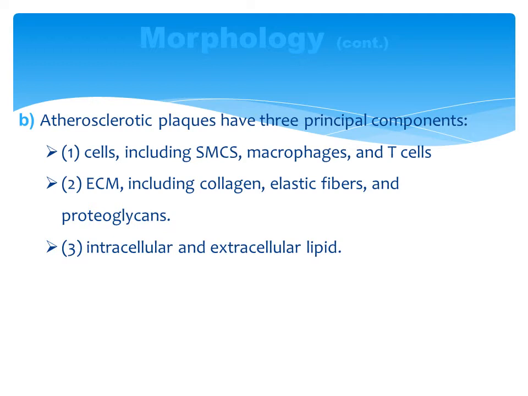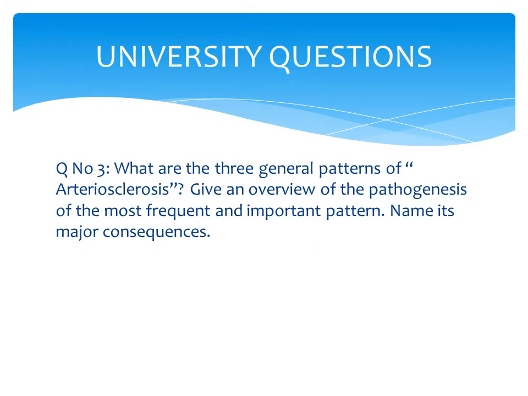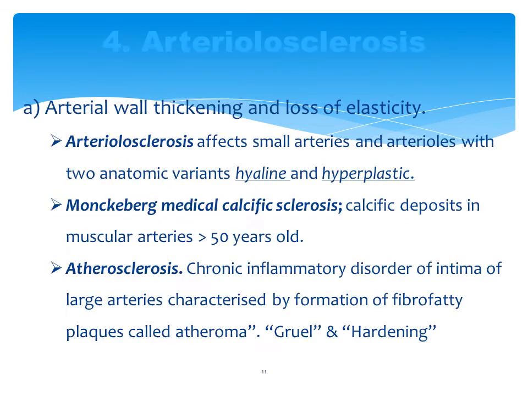So this is the second question, and it came from the same topic of atherosclerosis. The question asked in part B is the pathogenesis of the most frequent and important pattern. So you have to write down the pathogenesis mentioned in the previous slides, the same diagram of the response to injury.